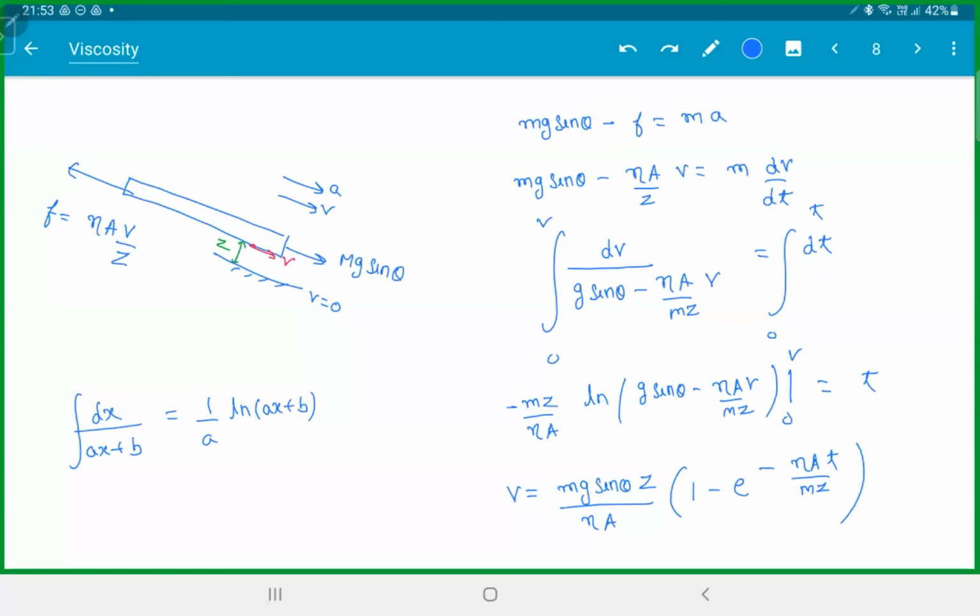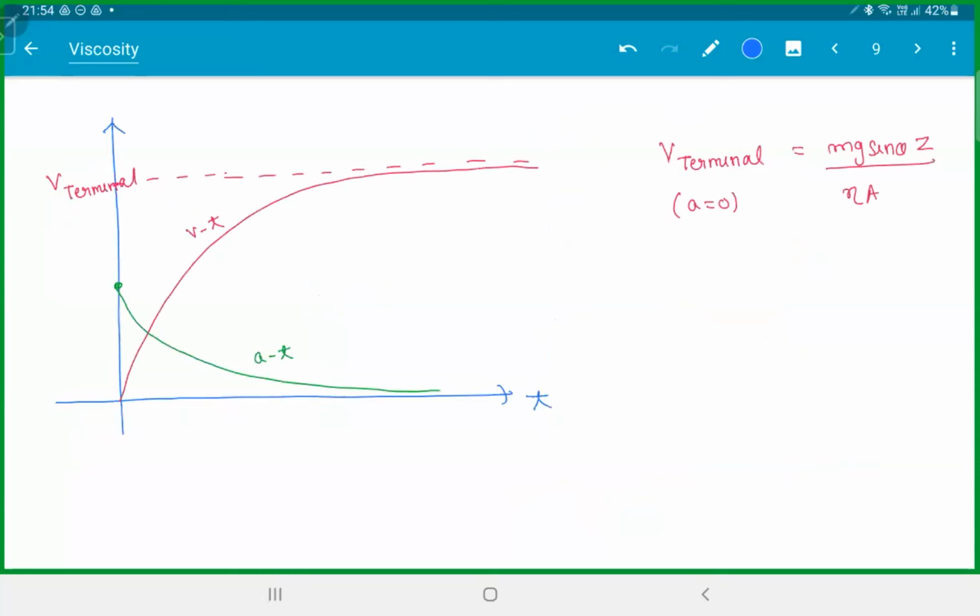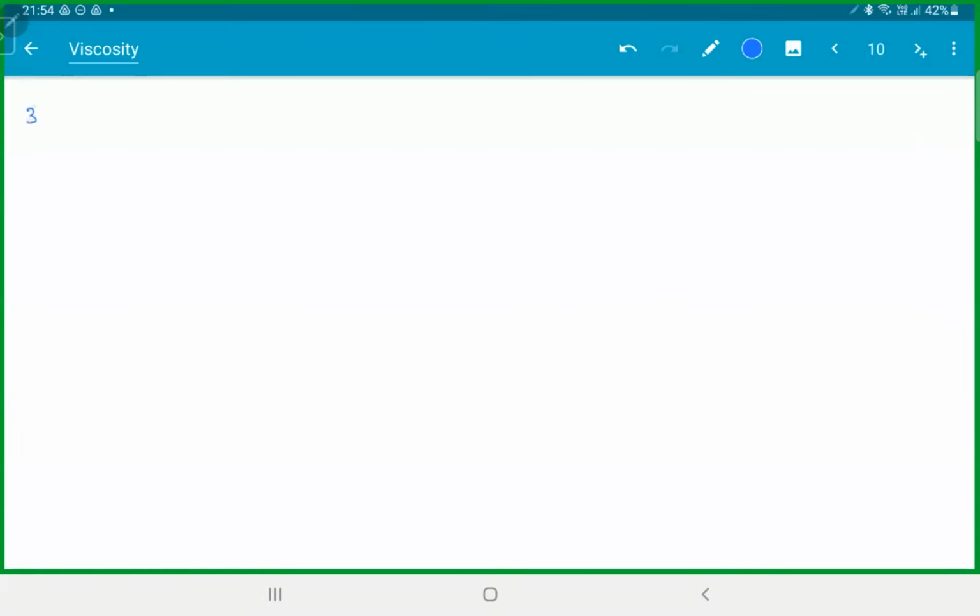Clear? Next one. Please check the graph also. Clear. Next one. This would be a good one.